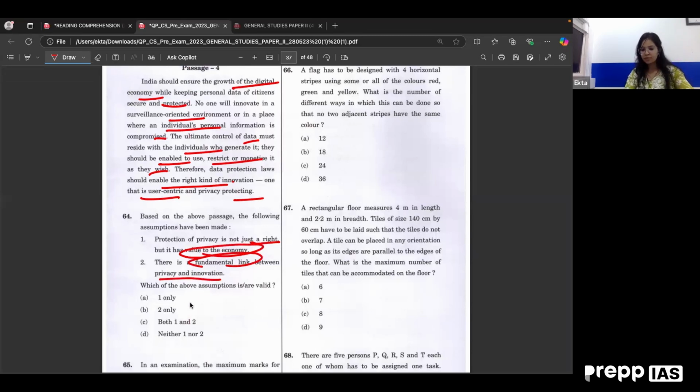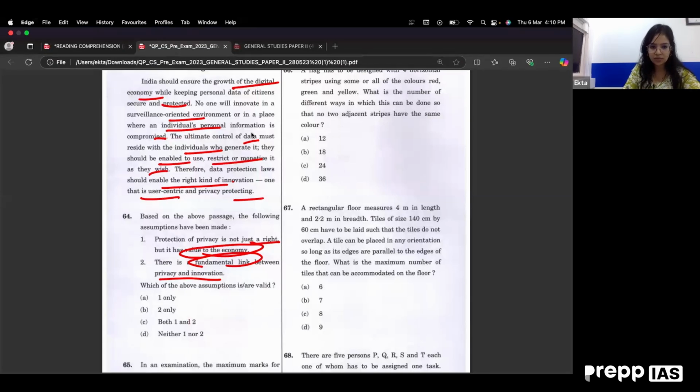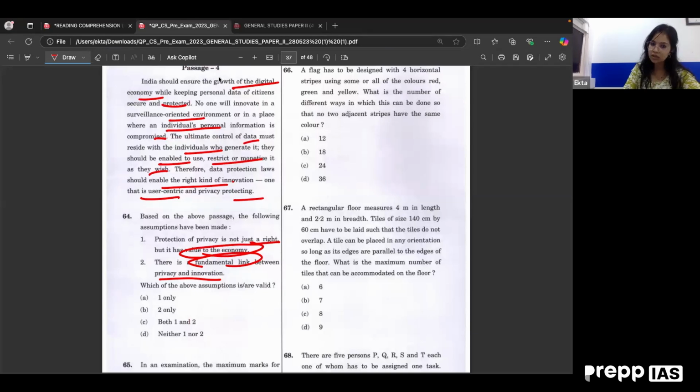Okay, what's the answer? Okay. Right, why is it taking so much time? Keep it fast, it's a very short passage. Yes. What do you think is right? The answer is C. It's very direct.